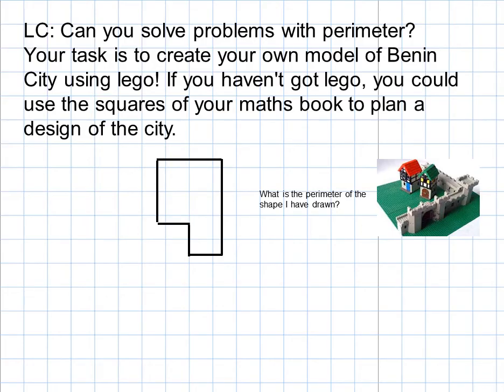So your task on Seesaw, there's 2 options here. You can either, if you've got your own Lego, create your own model of Benin City using Lego. Now remember, they had a big city wall that went all the way round their town. So that's going to be like a perimeter wall. And I want you to build your perimeter wall in any interesting polygon shape you like. So nice straight lines, because walls are always straight lines, aren't they? They're not wibbly wobbly. And then at the corners, they meet at a right angle. So you could build your own city walls.